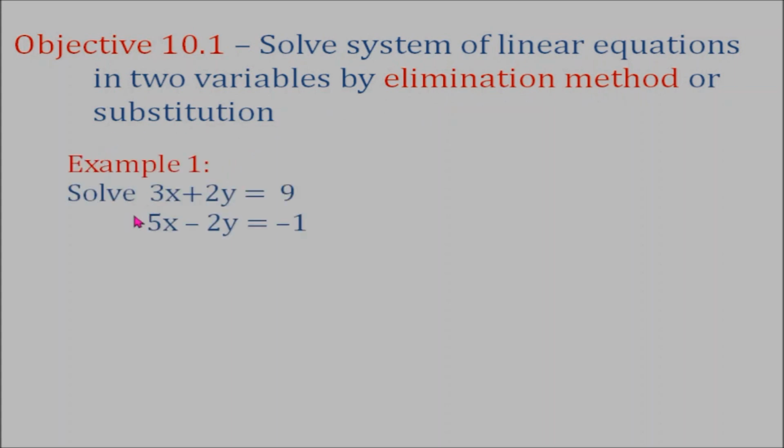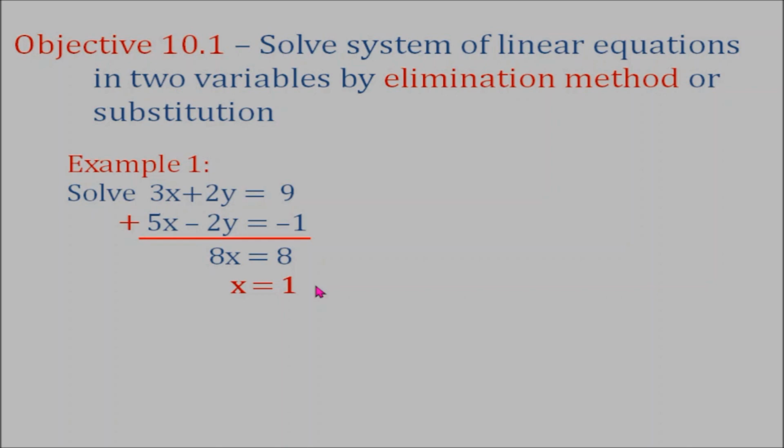Example number 1. Solve 3x plus 2y equals 9 and 5x minus 2y equals -1. This is the easiest case because if we just add the two equations, one variable will be eliminated. So we have 3x plus 5x equals 8x. Then 2y plus -2y is 0, so y is eliminated. Then 9 plus -1 is 8. So we have 8x equals 8. Dividing both sides by 8, x equals 1.